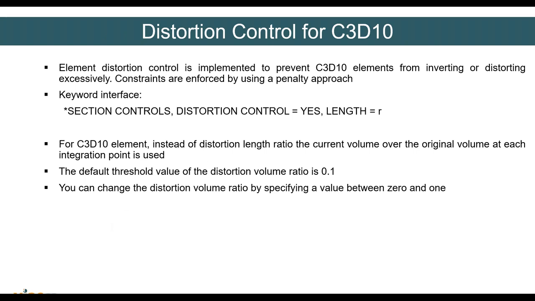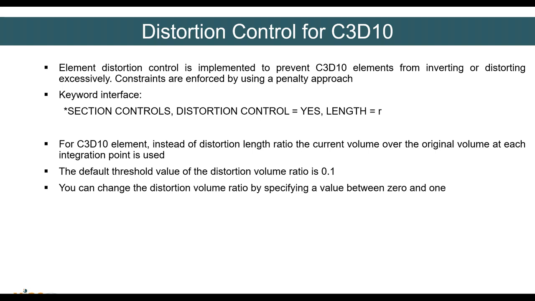And in explicit, in a few recent releases, we have certain enhancements for the C3D10 element, the quadratic tet element. What we have extended and improved in this version is the distortion control, and that was implemented in this release to prevent these elements from flattening out, from inverting or distorting excessively. Here the constraint that controls this distortion is enforced by using the penalty approach, the traditional penalty approach that has been used to suppress this distortion.